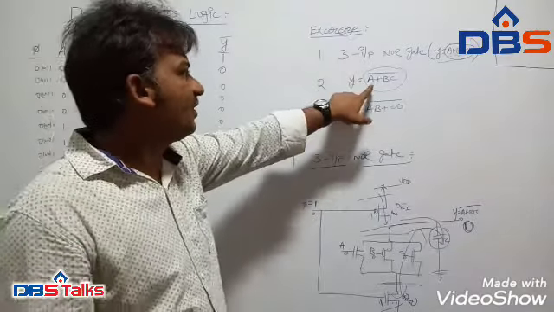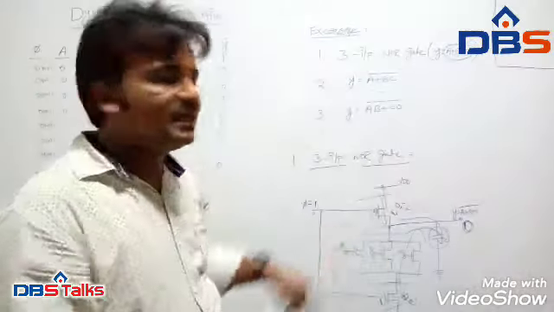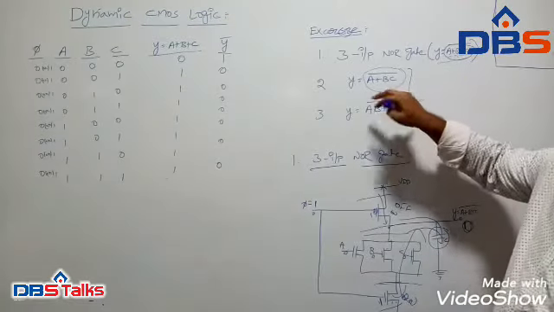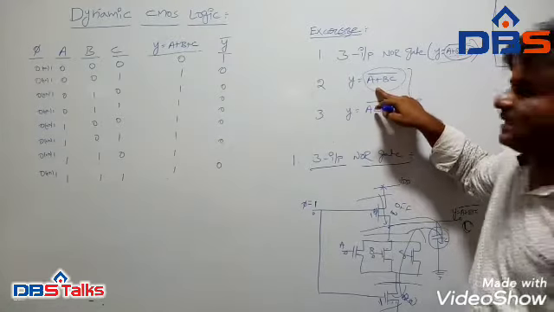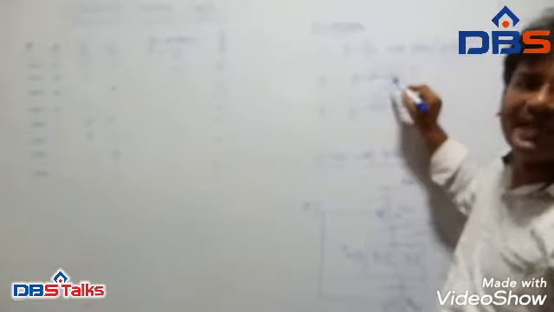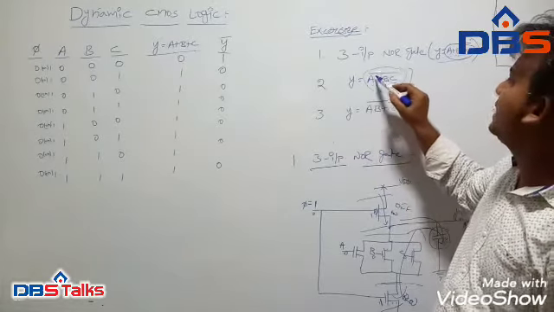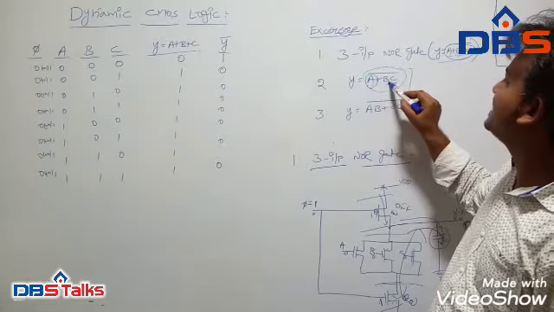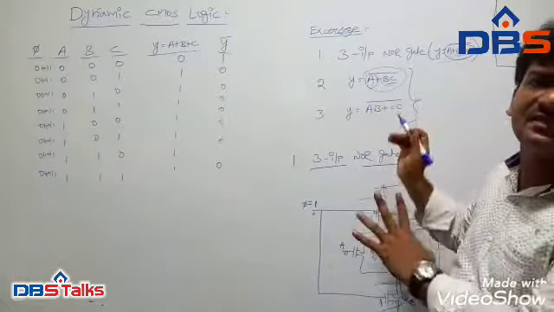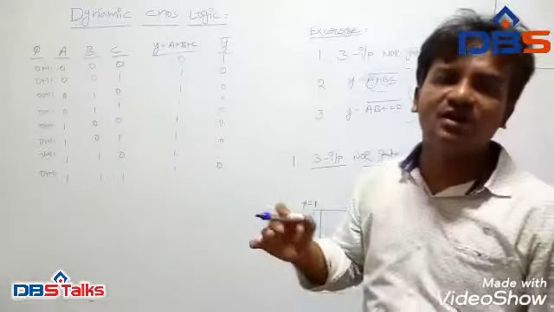It may be Y equal to (A + BC) whole bar, or Y equal to (AB + CD) whole bar. Here the way of designing changes because the logic expression is different. Here B and C are ANDed with each other, and that is ORed with A, so in the design B and C are in series, and that combination is in parallel with A. Based on that we have to design any circuit. In this way we can design any type of logic functionality.